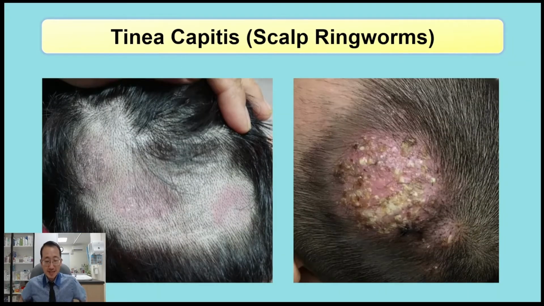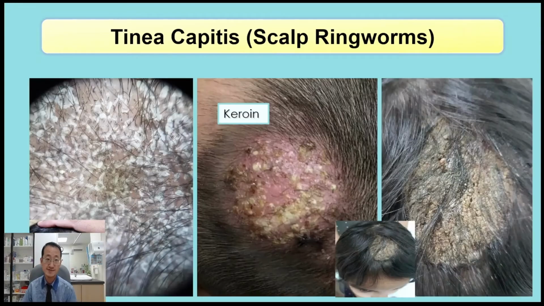So let us look at the photo. Now, if you look closely from the left hand side, you will see a lot of broken hairs, and the scalp is inflamed with red scales here. Closer look, you have a lot of broken hairs. And the right hand side photo shows very inflamed, angry looking pus with multiple crusting lesions and devoid of hair. These are called kerions.